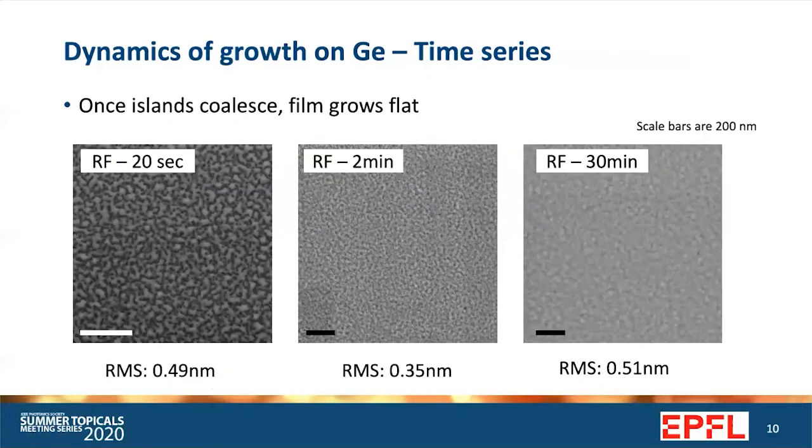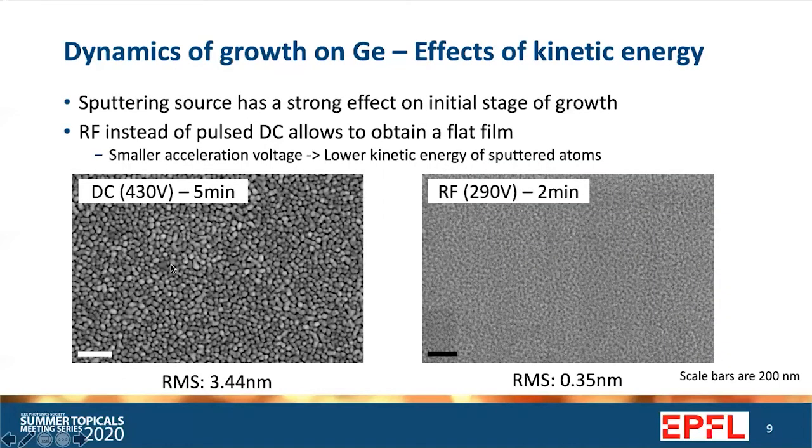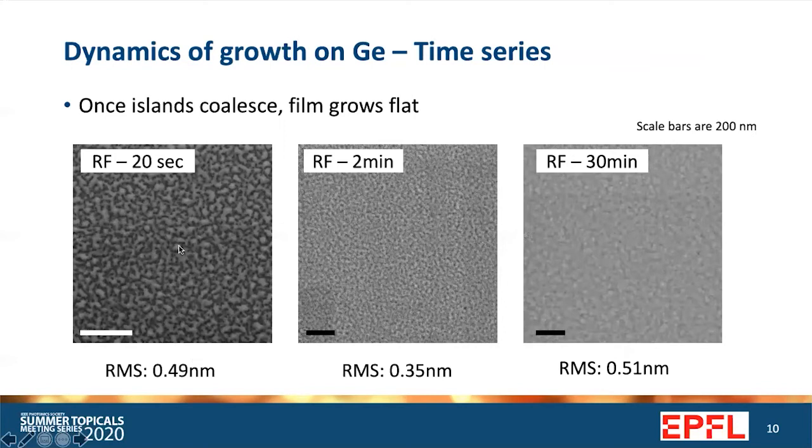If we look at the time series of this type of growth with the RF source, we see that after 20 seconds, we indeed still have islands. However, the roughness is only 0.5 nanometers compared to the 3.44 that we see here. And if you look at the islands, we can see that there's a lot of parts where the islands connect. So it means that the islands have already started to coalesce after 20 seconds. And indeed, after 2 minutes, we see a flat film. And if we keep growing a thicker film, we still maintain the low roughness of 0.5 nanometers.